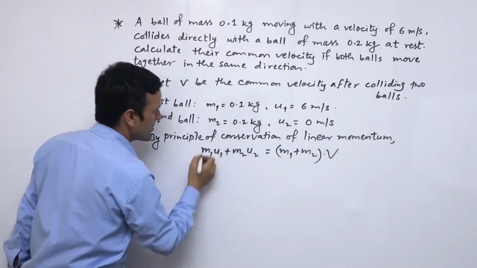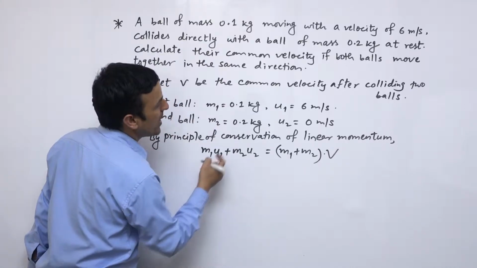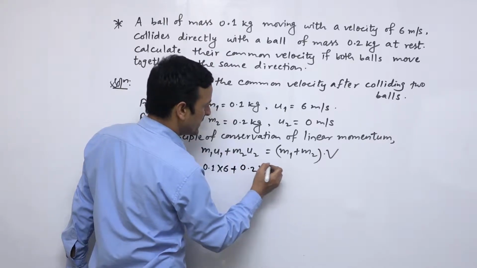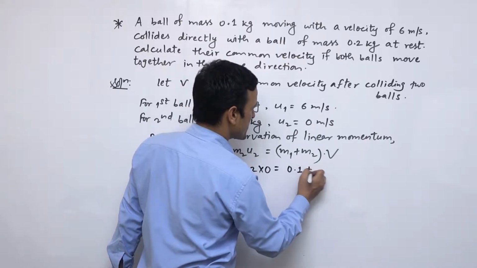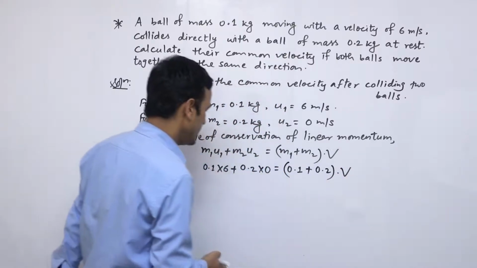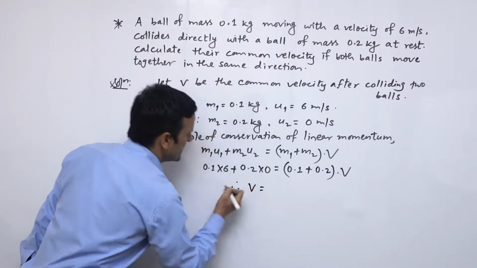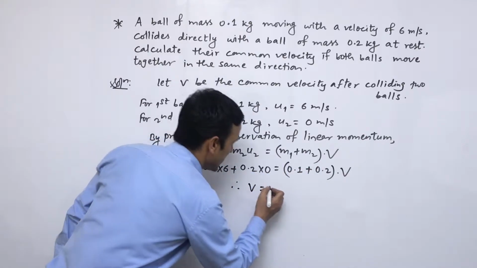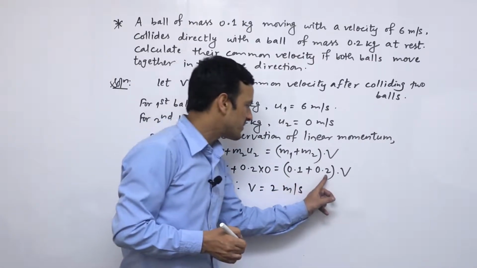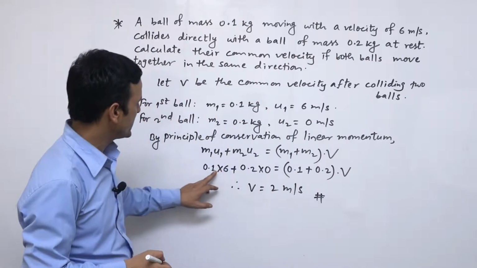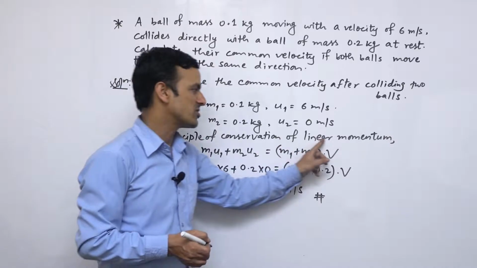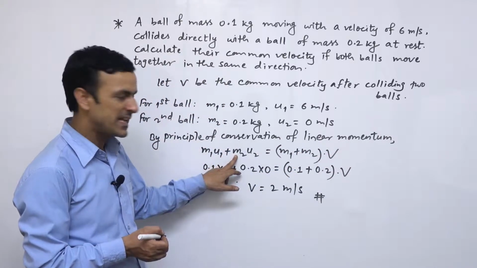So write down the values: m1 is 0.1 into u1 which is 6, and m2 is 0.2 times 0, and m1 0.1 plus m2 0.2 times the common velocity v. So v can be calculated by this expression and it is 2 meter per second. So this is the required solution. The sum of these two terms is 0.3, and 0.3 if divided by this term, we get 2 meter per second.